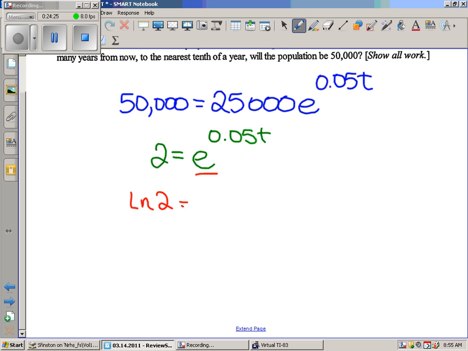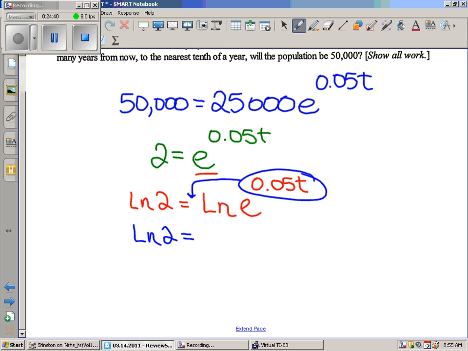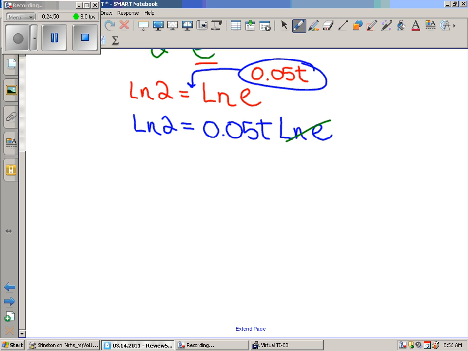The ln of 2 equals the ln of e to the 0.05 t. The 0.05 t pops down in front. Ln of 2 equals 0.05 t times ln of e. What's the ln of e? 1, so you don't even need to do anything. It's just going to cancel out. It becomes 1. So then the ln of 2 equals 0.05 t, divide both sides by 0.05.